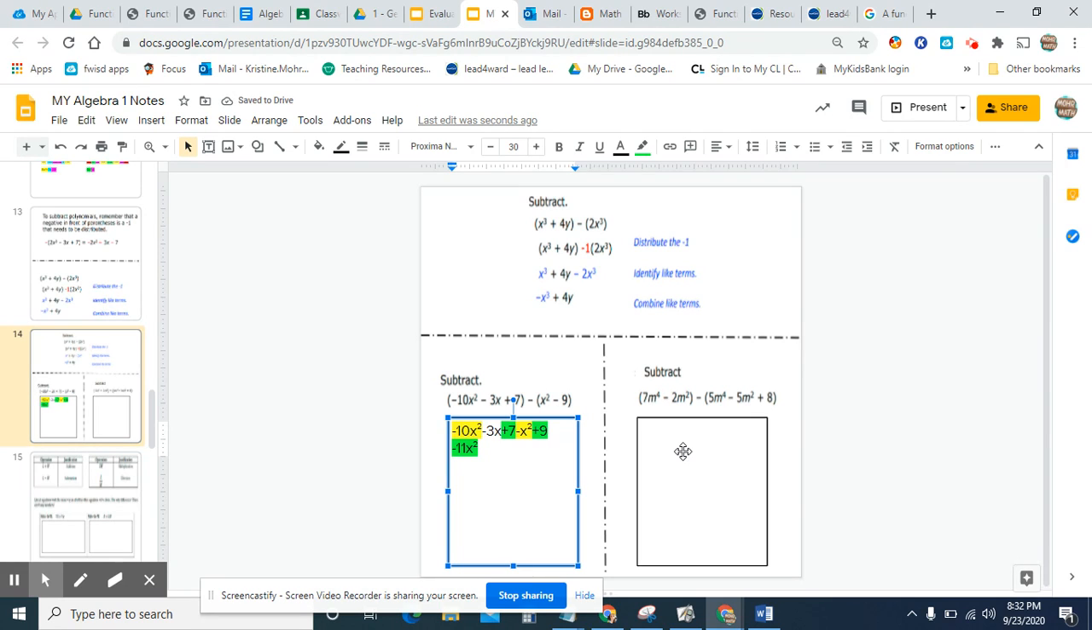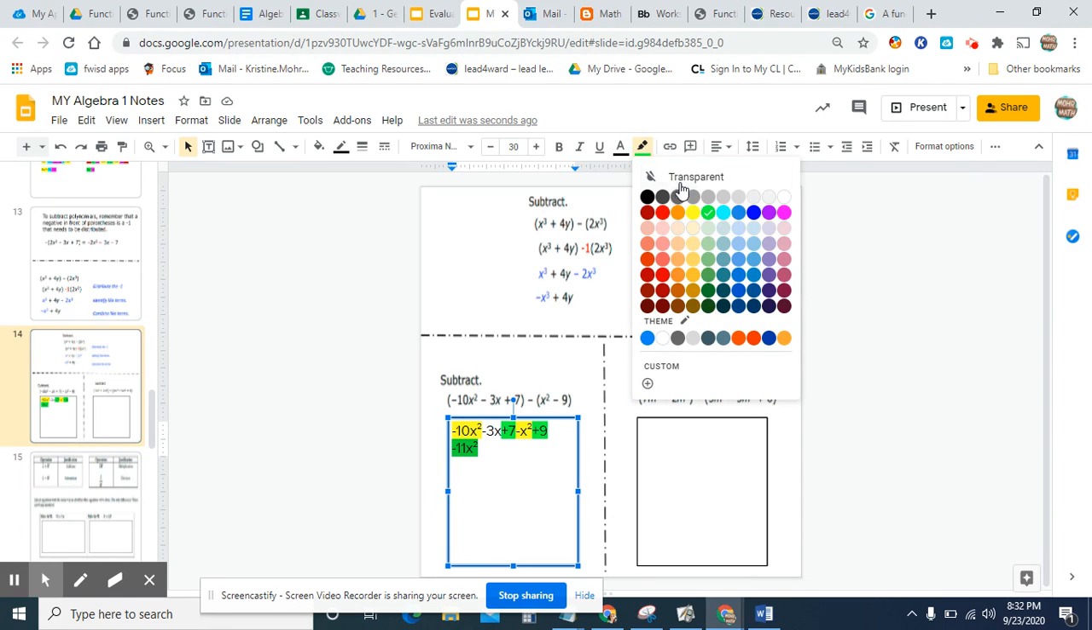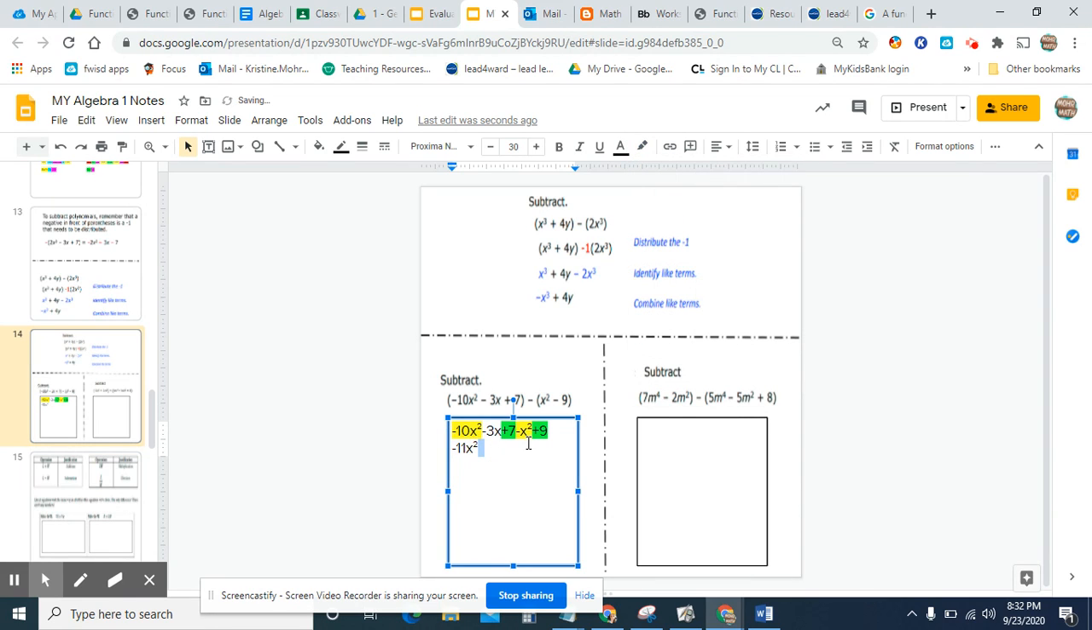And then, oh, we gotta highlight this, y'all. Drives me nuts. Okay, then negative 3x will just get carried. There's nothing to combine with it. And then 7 plus 9 more, we have now 16. Each of these are their own individual terms. There are no like terms, so my answer is negative 11x squared minus 3x plus 16.